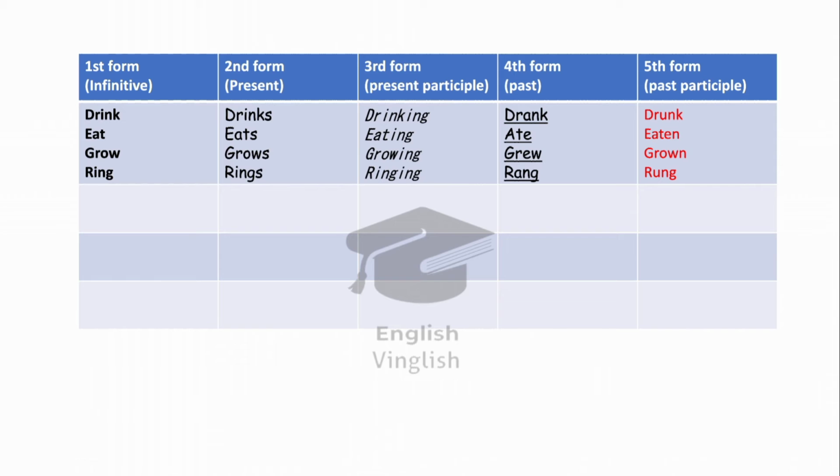And in the second formation, drinks, eats, grows, rings. And the third one is with ing. The fourth formation, the past formation of the infinitive verbs. And the last one is past participle. So you can see all these 5 forms are different.